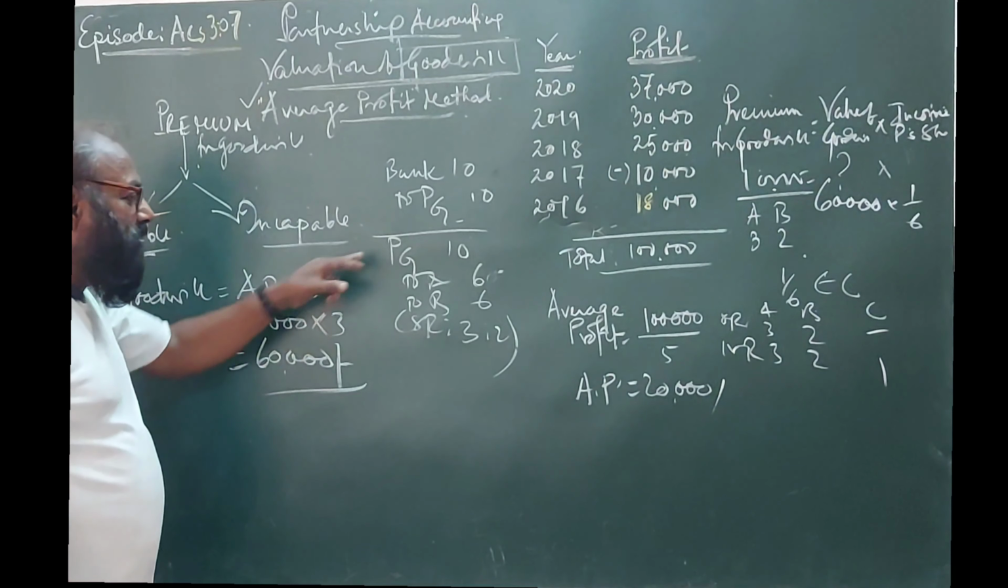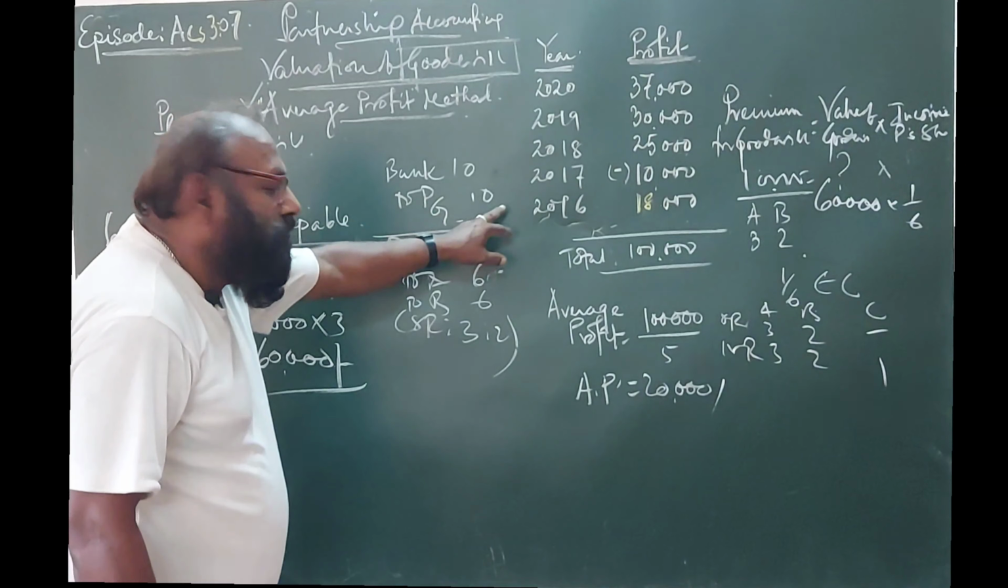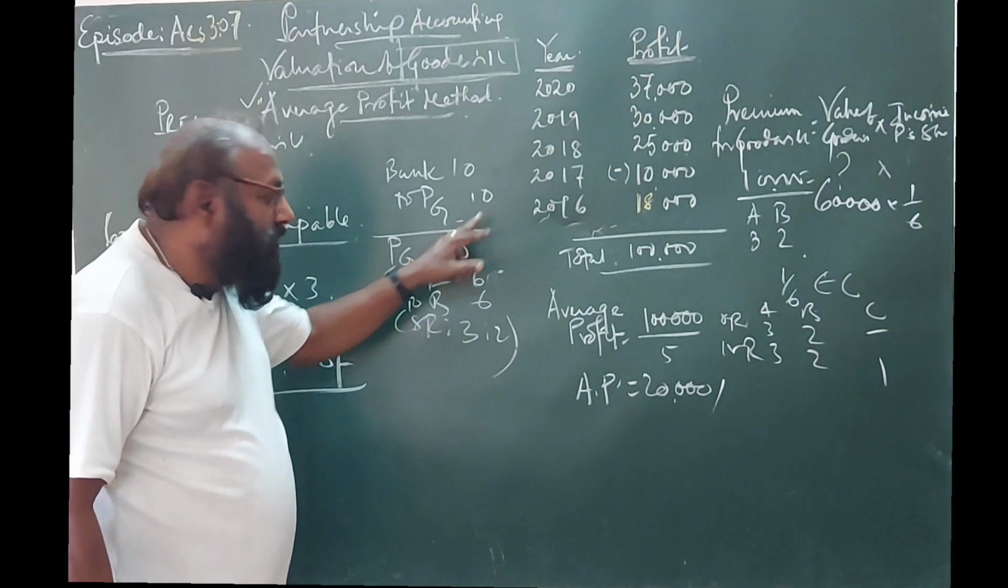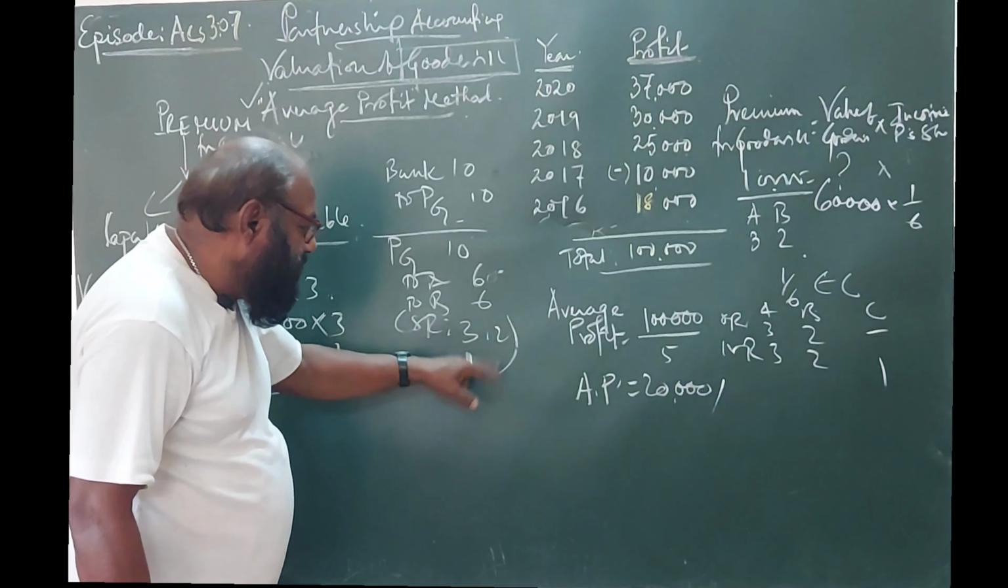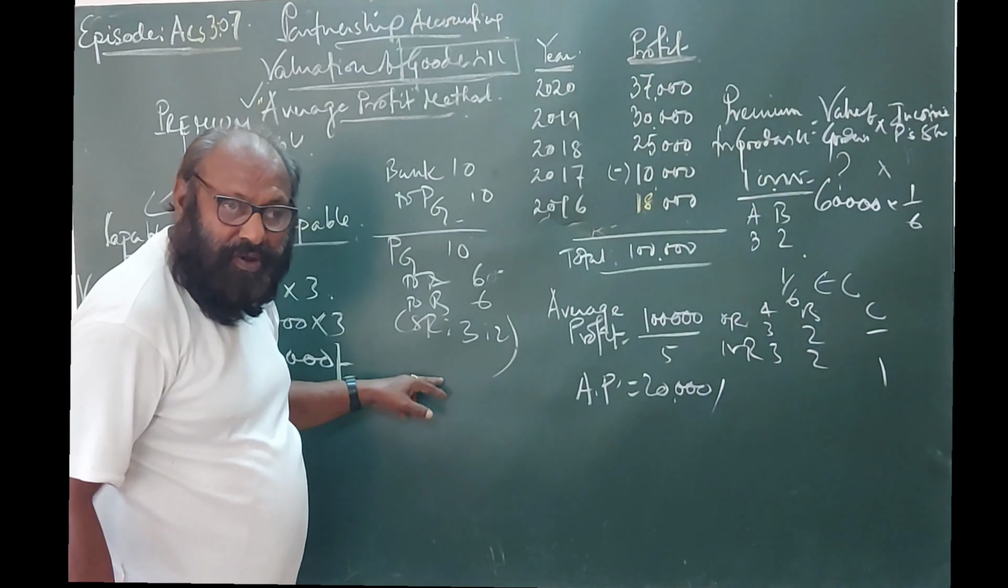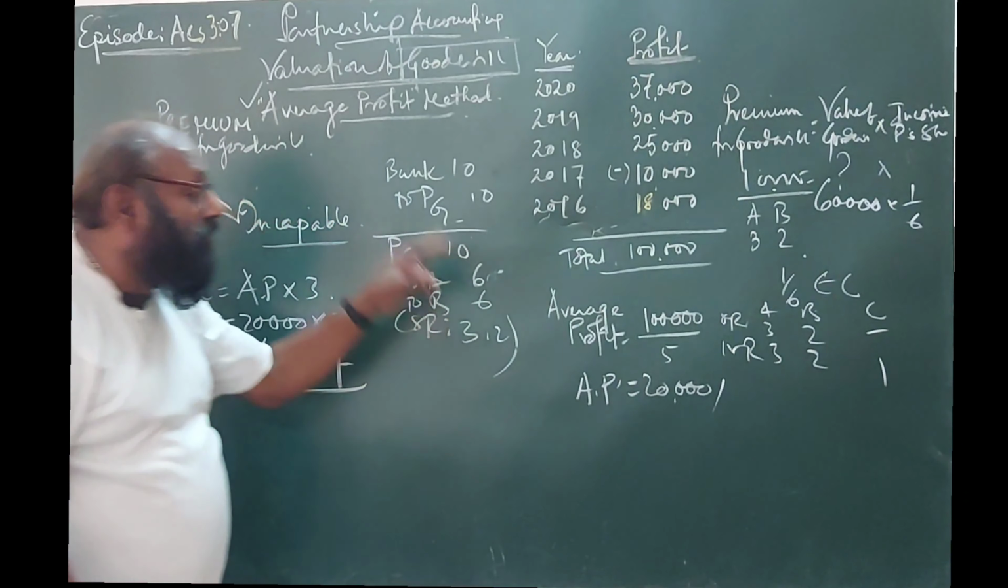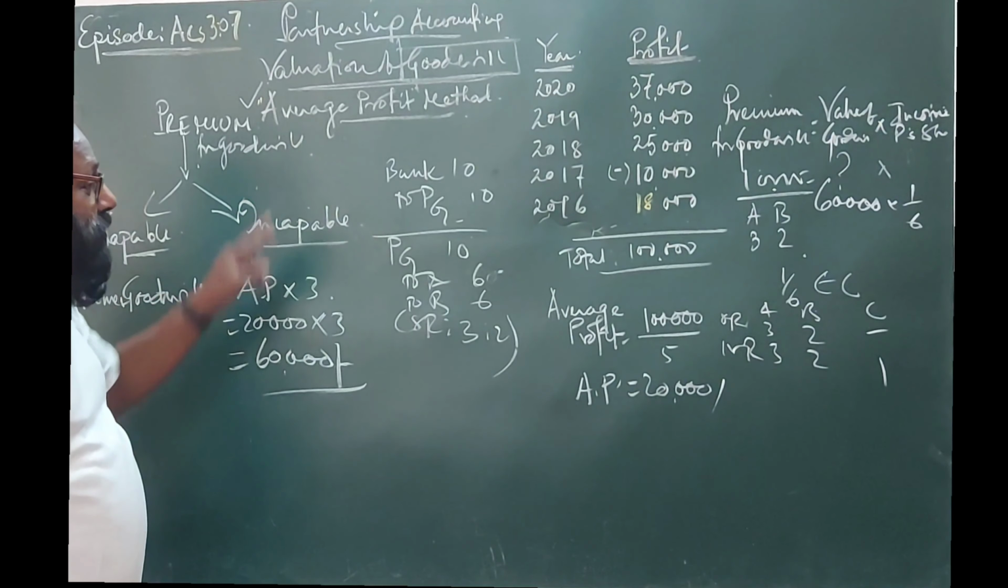Now, if he pays the premium, what will be the journal entry? Bank account debit to premium for goodwill 10,000. Okay, and now this premium for goodwill will be distributed among A and B in the ratio 3:2. Now, if he fails to pay the premium, then what will I do? Goodwill account debit to A and B.